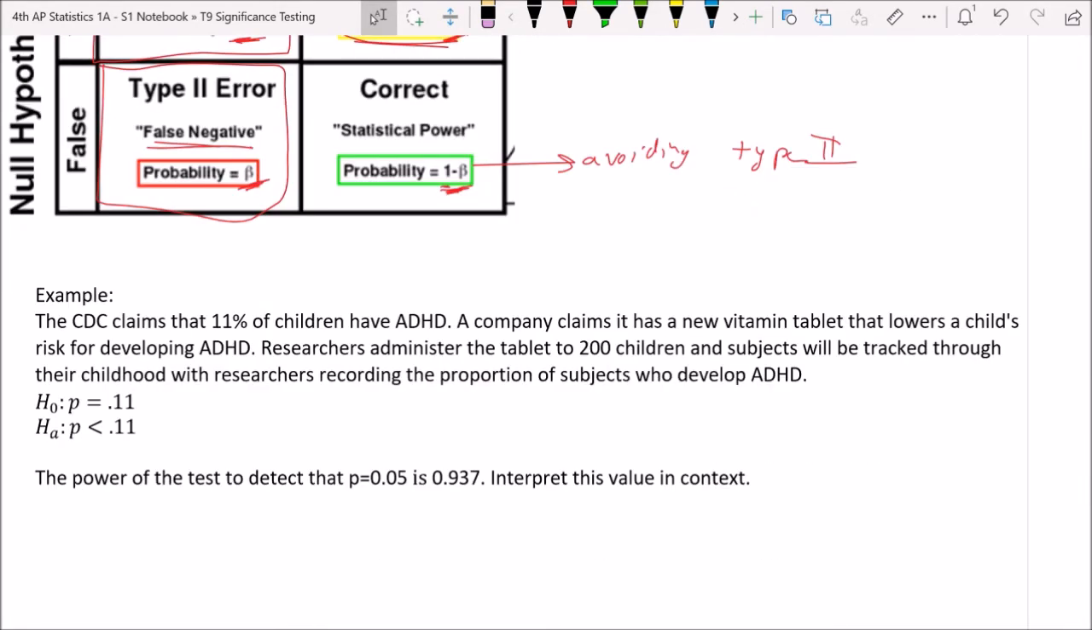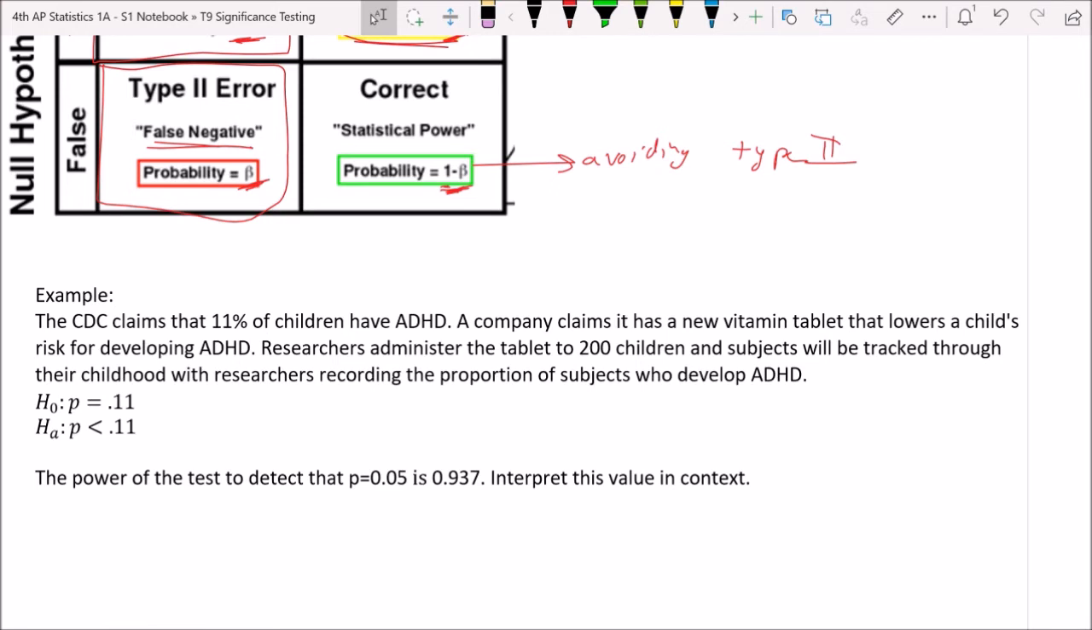The CDC claims that 11% of children have ADHD. A company claims it has a new vitamin tablet that lowers a child's risk for developing ADHD. Researchers administered the tablet to 200 children, and the subjects are going to be tracked through their childhood with researchers recording the proportion of subjects who develop ADHD, with a null hypothesis of the proportion being 0.11 and the alternative being that the proportion is less than 0.11. They then tell us the power of the test to detect that p is 0.05 is 0.937, and we're asked to interpret the value in context.